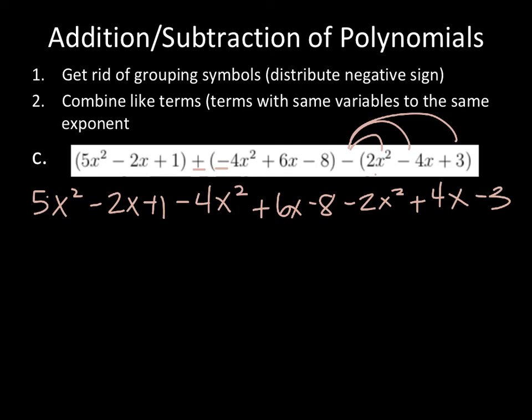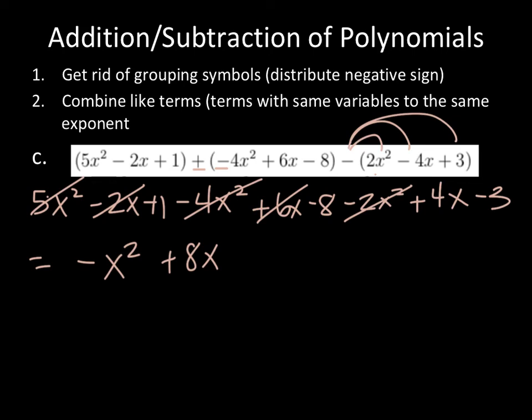So I have 5x squared, negative 4x squared, and negative 2x squared. 5 minus 4 is 1. Minus 2 is going to be negative x squared. I have negative 2x plus 6x plus 4x. A negative 2 plus 6 is going to be 4. Plus 4 is 8. Be careful there because some people might put 0 there.